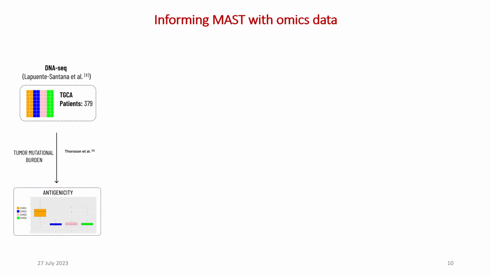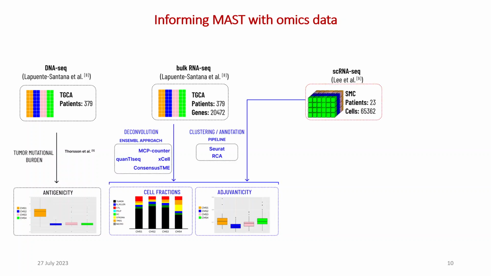Now, depending on the available data, we estimate different properties. In particular, for the estimation of the antigenicity, we leveraged the DNA sequencing data, considering the number of mutations present in the tissue. Then, depending on the data availability, we can estimate through single-cell RNA sequencing data or bulk RNA sequencing data the cell fraction and the adjuvanticity, taking advantage of techniques such as deconvolution to infer tissue composition while using bulk RNA sequencing data, or a clustering-based approach combined with cell type annotation while using single-cell RNA sequencing data.